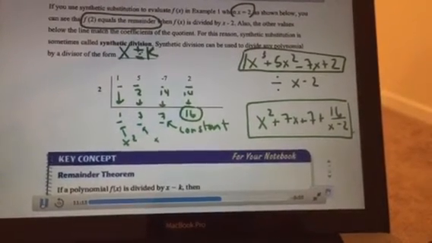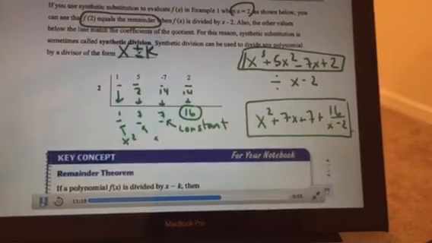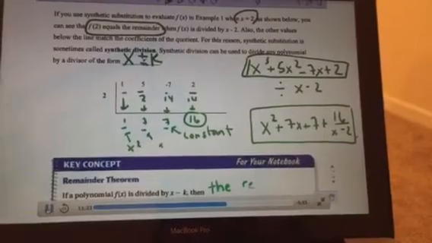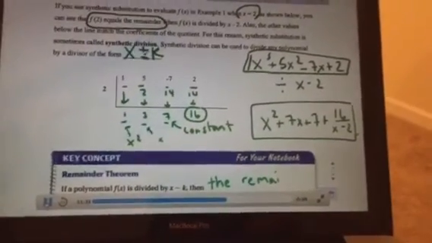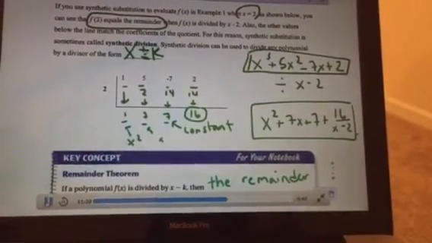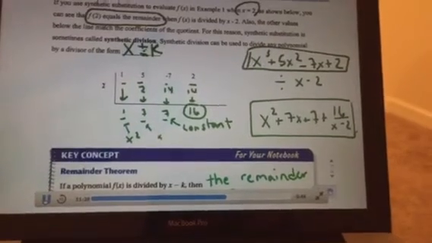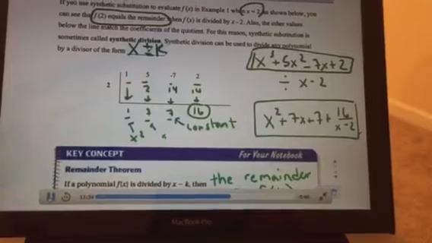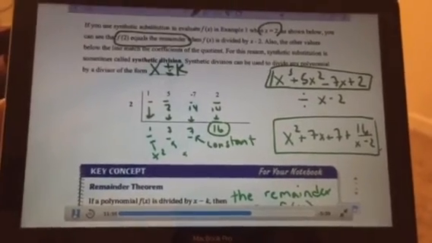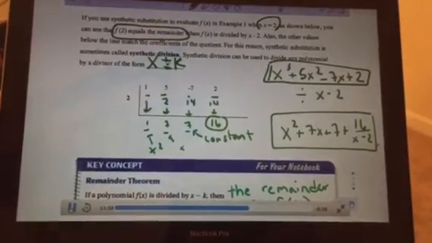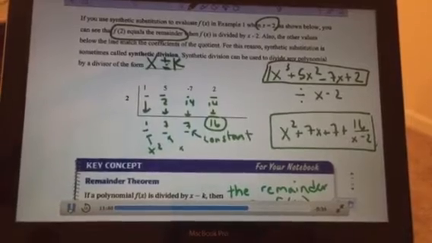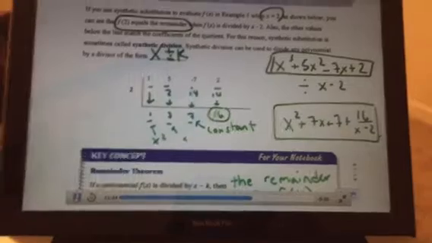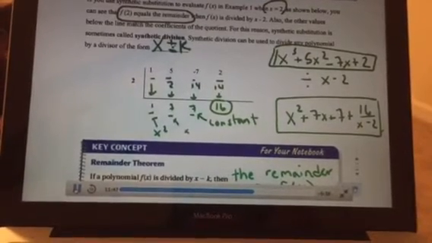So the remainder theorem states if a polynomial f of x is divided by x minus k, then the remainder r is equal to f of k. Whatever that final number is when we perform synthetic substitution or synthetic division, that's our remainder. We would count up from the right then. The remainder is the last one, the second to last is your constant, the next one will be your linear, your quadratic, and so on.